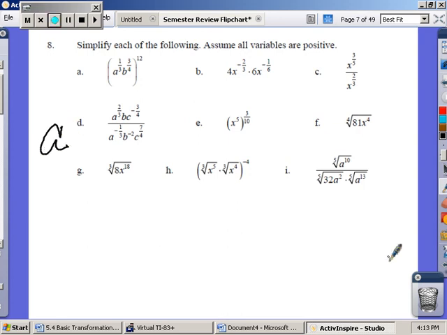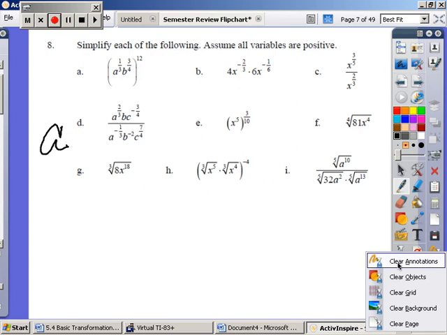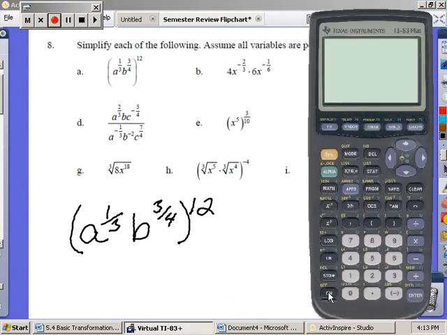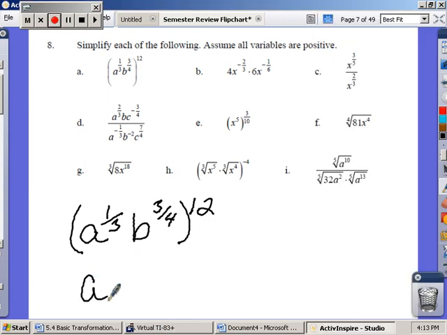A to the 1/3 times B to the 3/4, all to the 12th. All you have to do is multiply 1/3 times 12. So on your calculator, put it in parentheses, 1 divided by 3, parentheses times 12. Enter, and you get 4. So A to the 4th.